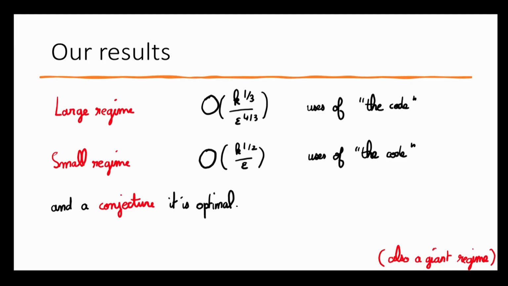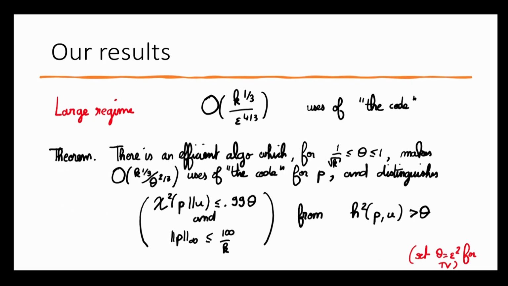You might notice these are only big O's. We also have a conjecture that it's optimal, and I'm going to get back to that in the open questions. All right. So in the rest, I'm going to focus on the large regime. And I think this is the formal statement, the full one.